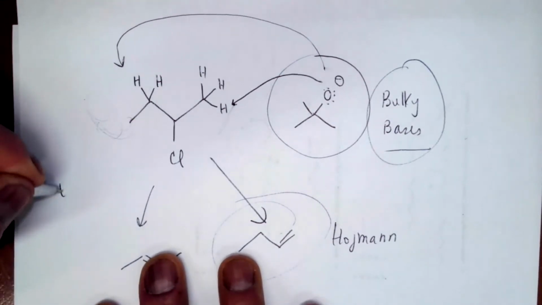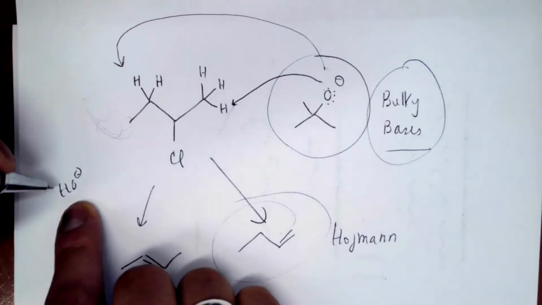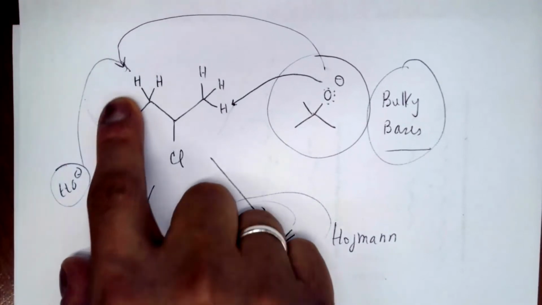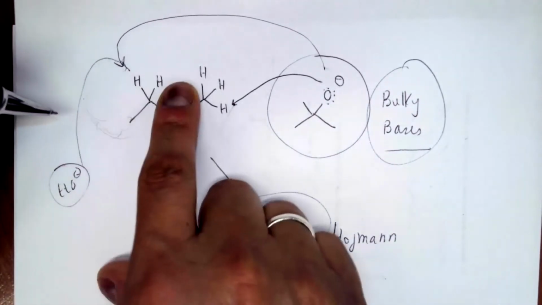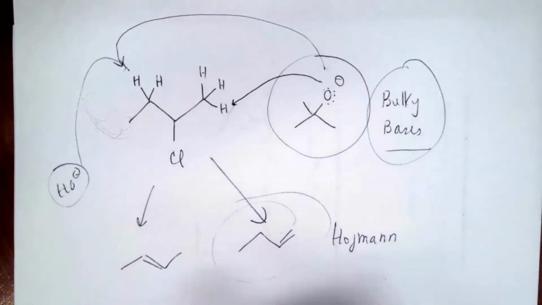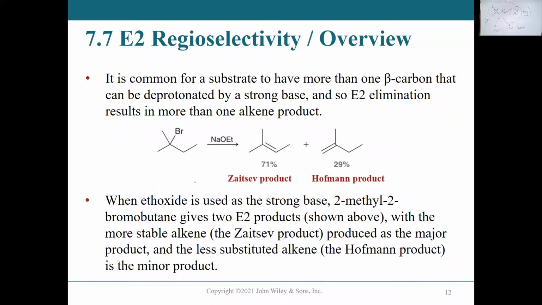Zaitsev is what you get with ethoxide. Why with ethoxide? Because ethoxide is small enough to go to the back, and that's the attack. Same thing with methoxide. Same with hydroxide. Those are Zaitsev bases because they are relatively small. It always is about size, when you compare with something. All right, so let's go back to the slides.